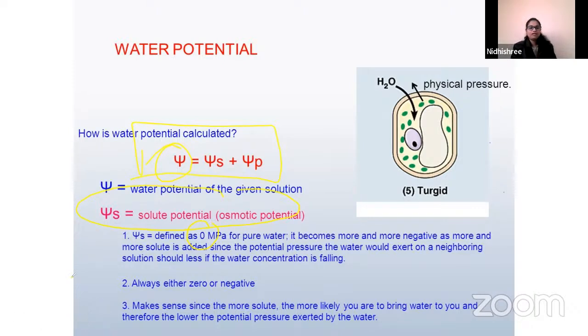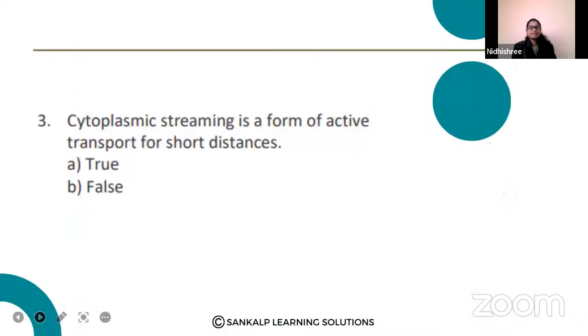Okay, remember that formula. Next, the third question goes like this: cytoplasmic streaming is a form of active transport for short distances. Cytoplasmic streaming, which occurs between one cell to another cell. They are asking, it is a form of active transport for short distances. Is it a true statement or a false statement, we should say?